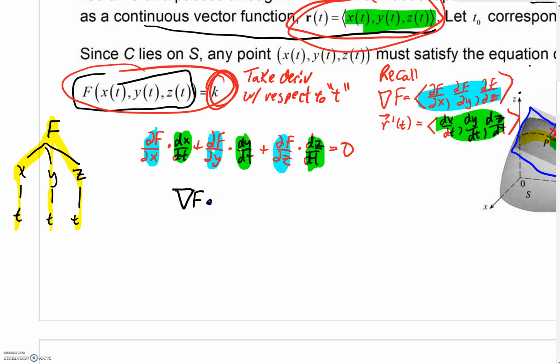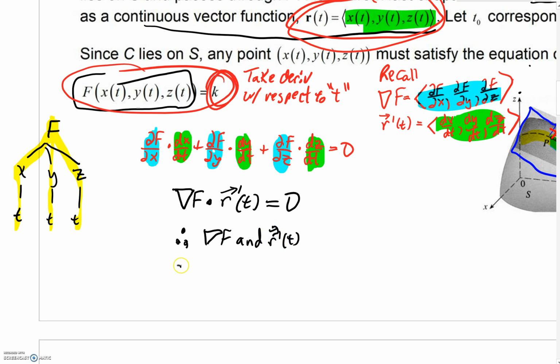This whole left side, therefore, is the gradient of f dot producted with r prime of t. And what you're really saying is the gradient of f and r prime of t have a dot product of 0. Therefore, the gradient of f and r prime of t are orthogonal. They're perpendicular.